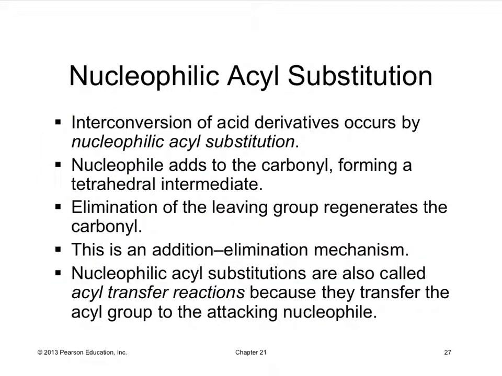Nucleophilic acyl substitution: interconversion of acid derivatives occurs by nucleophilic acyl substitution. Your nucleophile adds to the carbonyl, forming a tetrahedral intermediate. Elimination of the leaving group regenerates the carbonyl. This is also known as addition-elimination. Nucleophilic acyl substitutions are also called acyl transfer reactions because they transfer the acyl group to the attacking nucleophile.